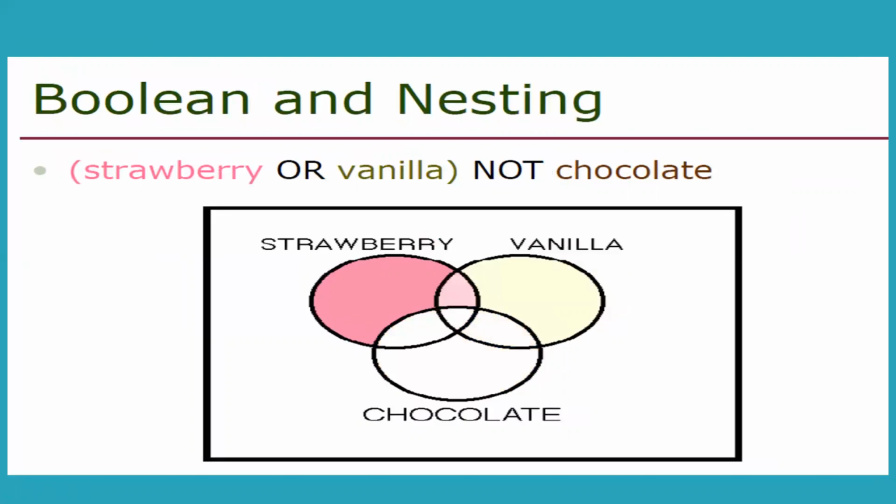Now let us see if we use Boolean AND nesting. What is nesting? When we bring two items or keywords together and put OR, and then make use of NOT as well. So now we are saying strawberry OR vanilla, but NOT chocolate. So if strawberry and chocolate, or vanilla and chocolate, or all the three were there, they are now eliminated from the output. Our search result will not include these articles.